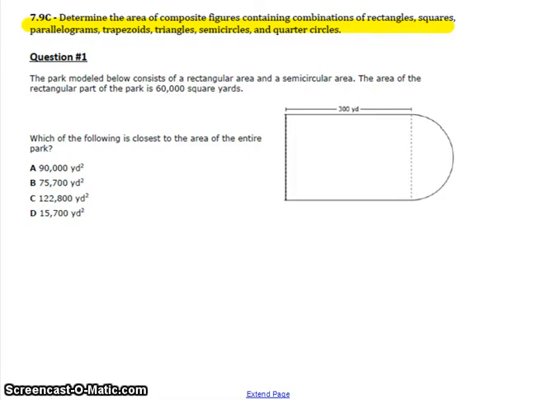Okay, so let's annotate this for information. It tells us that we have a rectangle and a semicircle in my park. The area of the rectangular part of the park is 60,000 square yards. And we're looking for the closest to the area of the entire park. So you have a composite figure here.